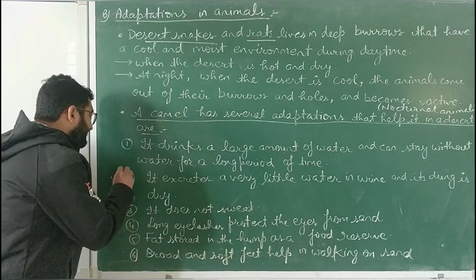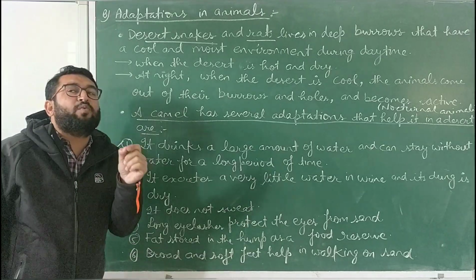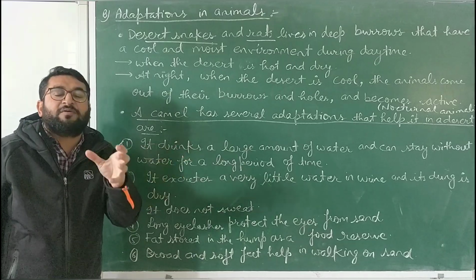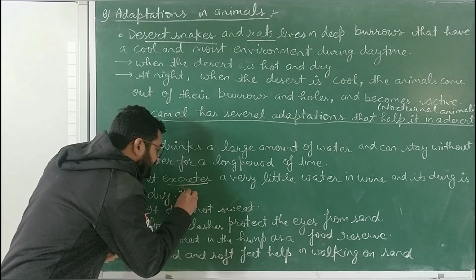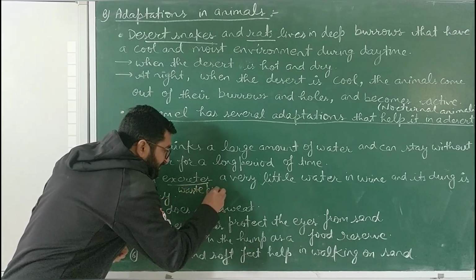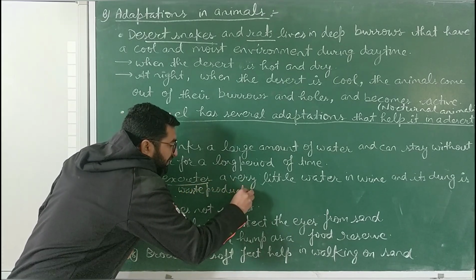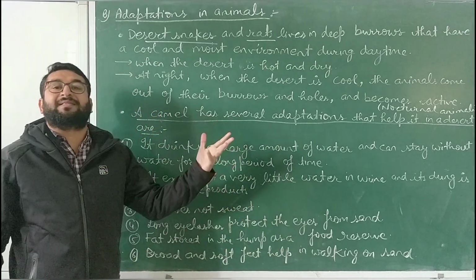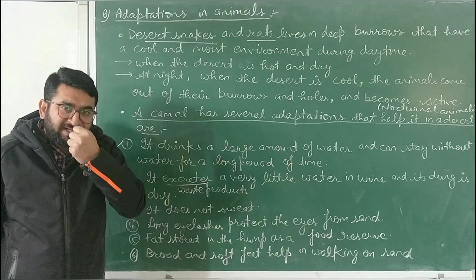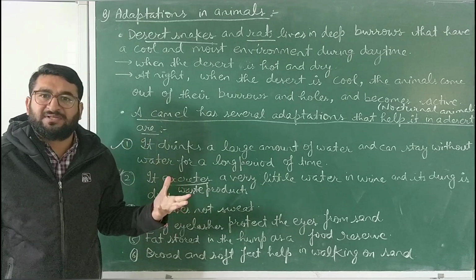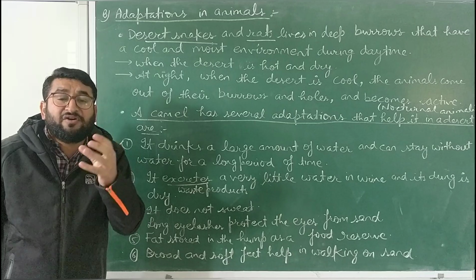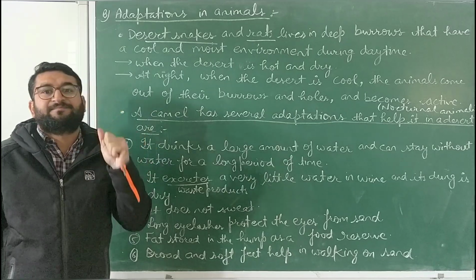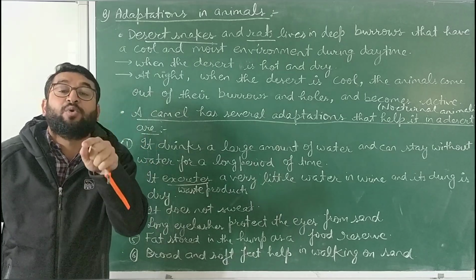Second, it excretes very little water in the form of urine. Excrete means removal of waste products. वेस्ट प्रोडक्ट्स को रिमूव करना क्या कहलाता है? एक्सक्रीशन कहलाता है. वेस्ट प्रोडक्ट्स को बॉडी से बाहर निकालना एक्सक्रीशन कहलाता है. तो जो डंग होता है, जो ये सॉलिड वेस्ट निकालता है बच्चे, the dung of the camel is also very dry, ताकि वाटर का लॉस ना हो.